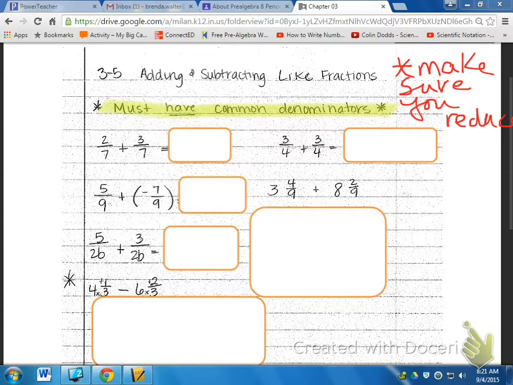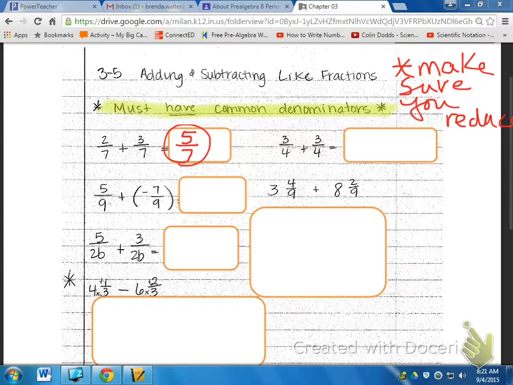2/7 plus 3/7. Does somebody want to do this one? Trayton, what would that be? 5/7. Is that already reduced? Yes. So you're done. Some of them might be as quick as that.